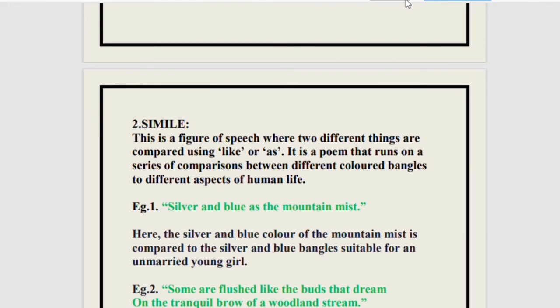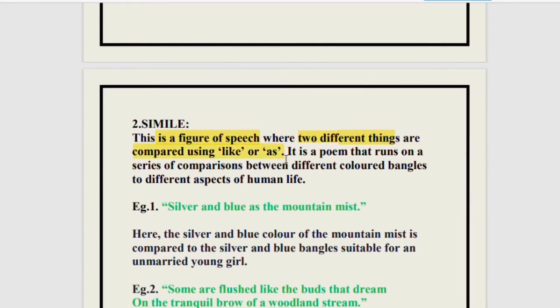The girl is as beautiful as a rose. So the beauty of the girl is compared to the beauty of the flower using the word as. So if we use like or the word as to compare, it is simile. The same thing is written over here. You can read it from here once. Figure of speech, where two different things are compared using like or as.